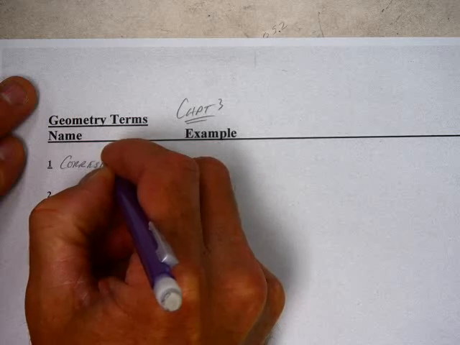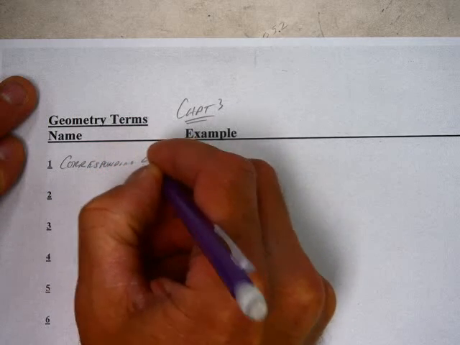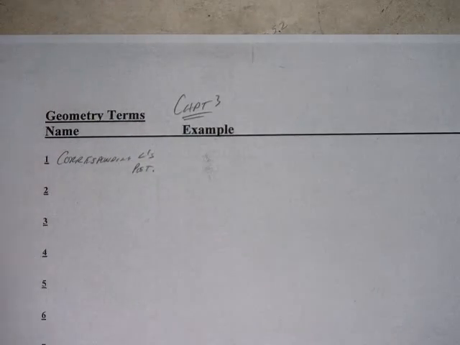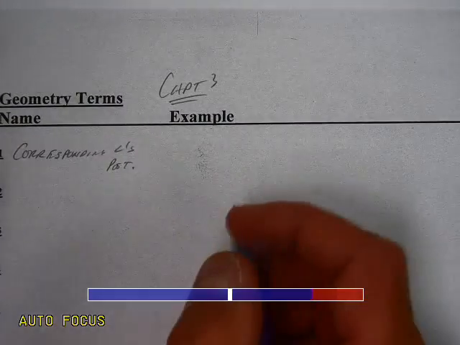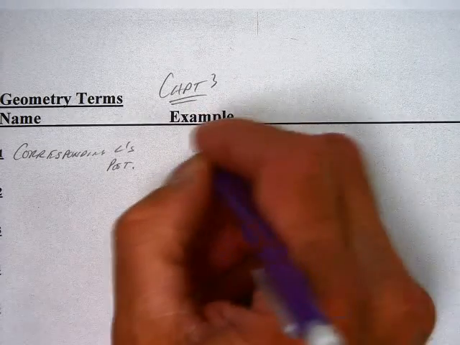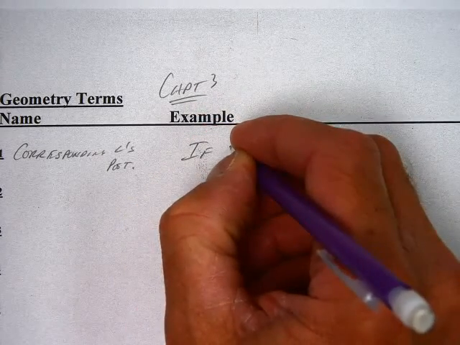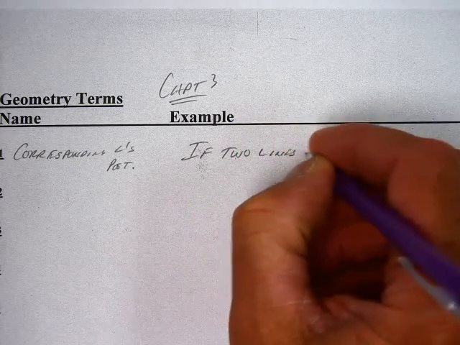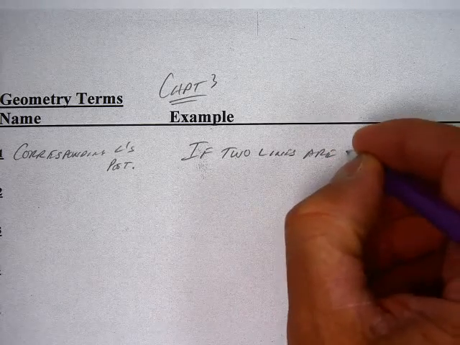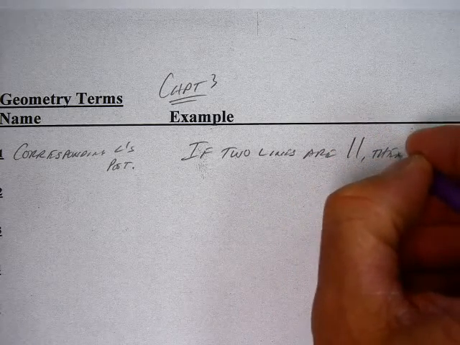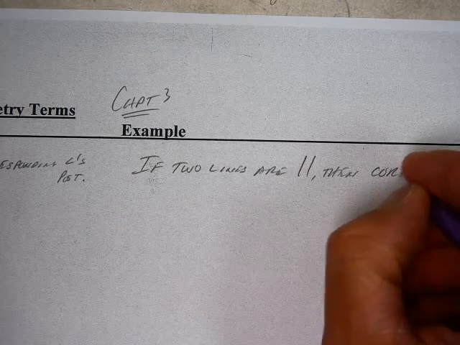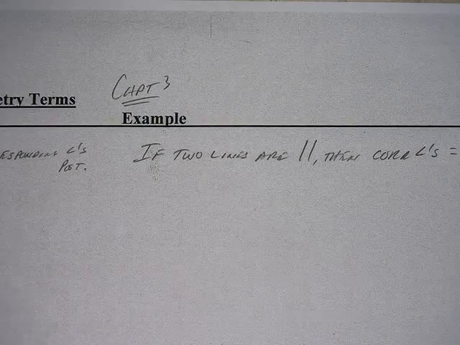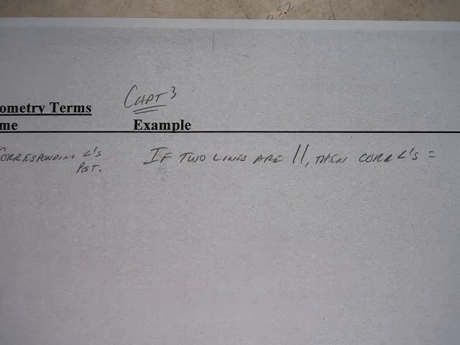Corresponding angles postulate. Okay. Corresponding angles postulate says this, that if two lines are parallel, then corresponding angles are equal. Two lines are parallel, then the corresponding angles are equal.